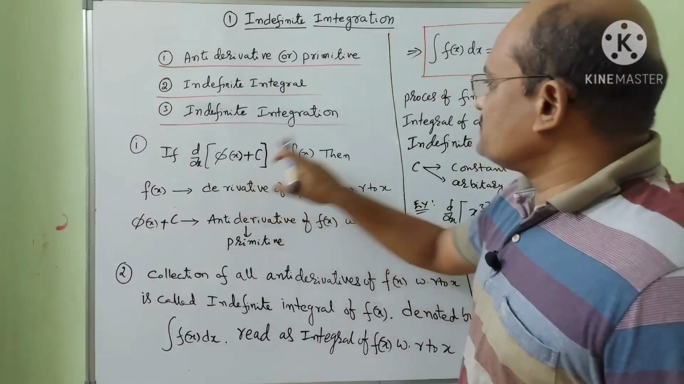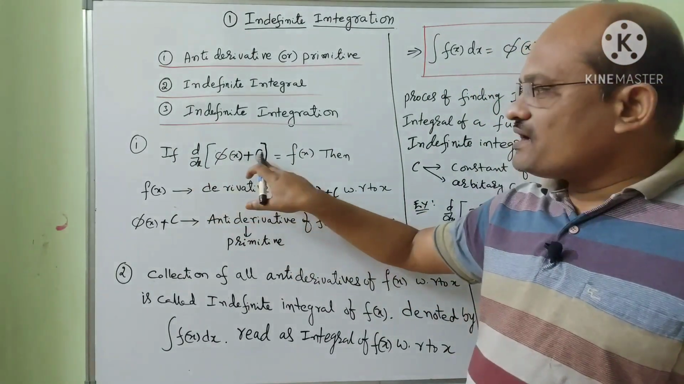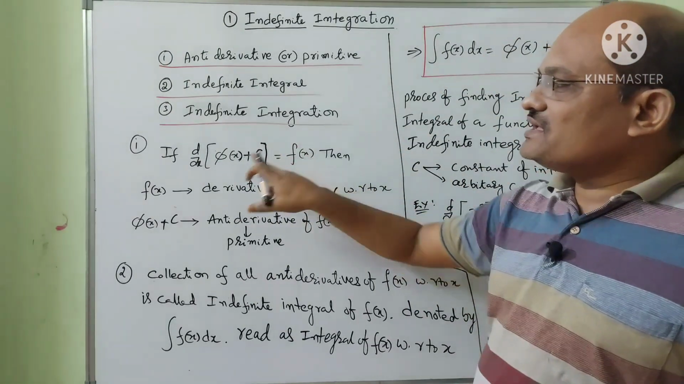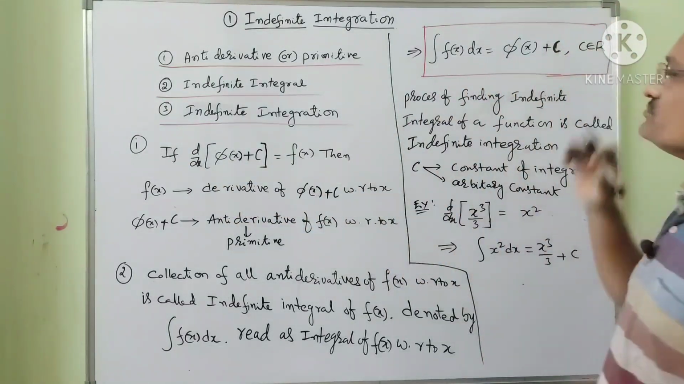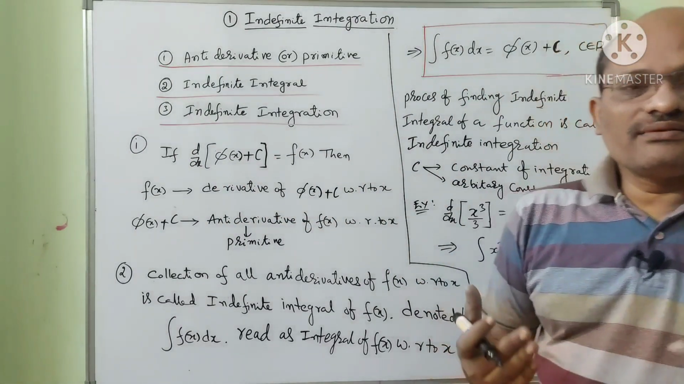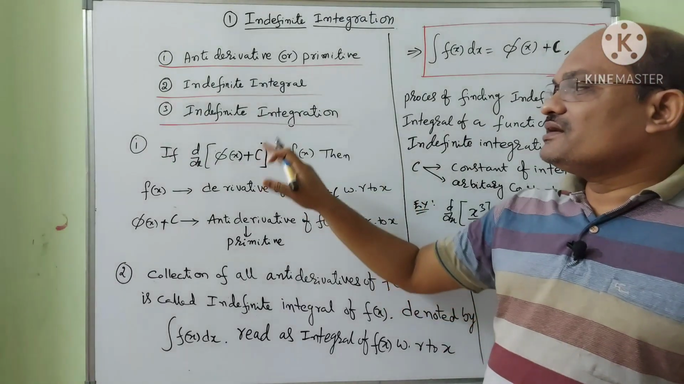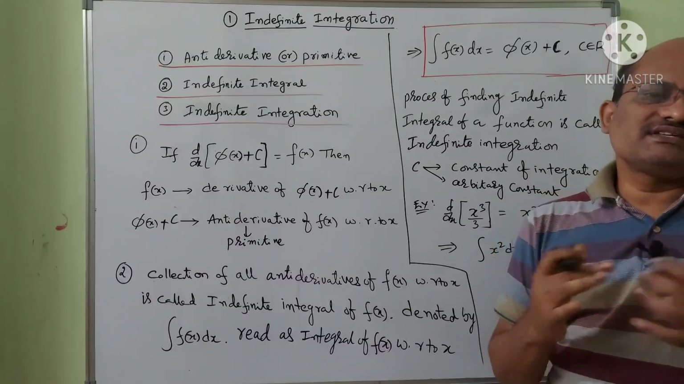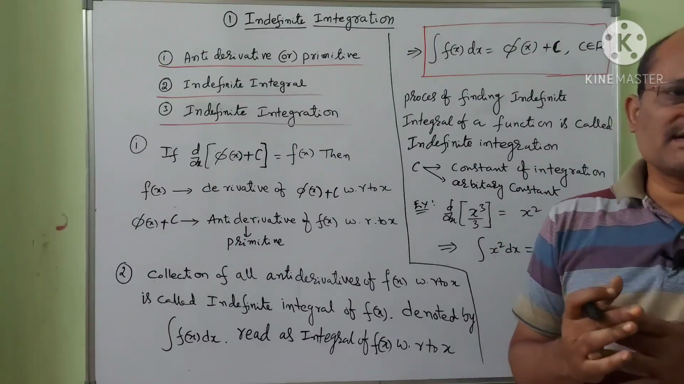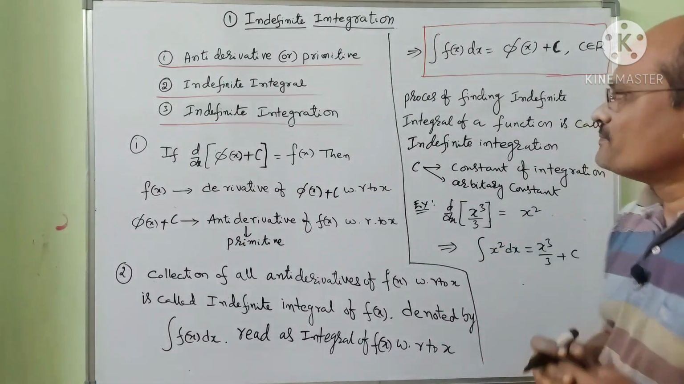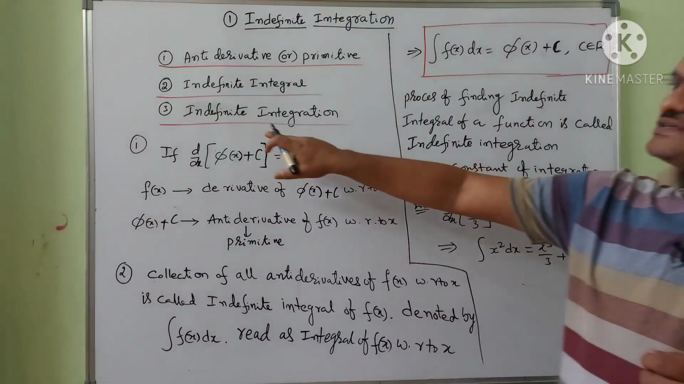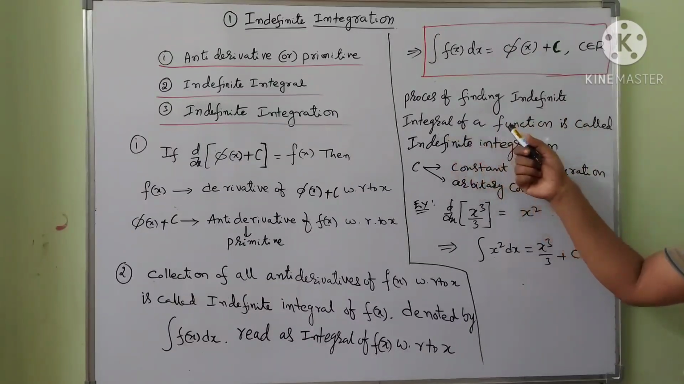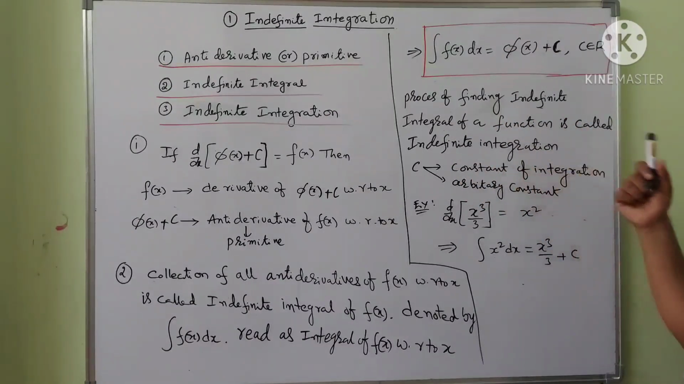Now let us relate these two. Derivative of phi of x plus c is f of x. Then integral of f of x is phi of x plus c. What is the meaning of this? Differentiation and integration, these are all opposite procedures. They are the opposite procedures, reverse procedures we can say. Now let us discuss indefinite integration. Process of finding indefinite integral of a function is called indefinite integration.